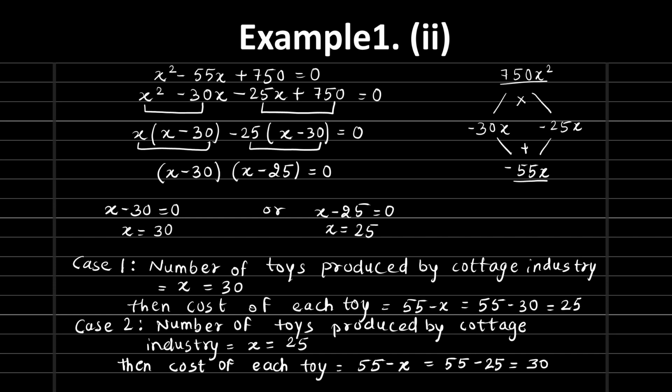30 rupees, right? So if the number of toys produced by the cottage industry is 30, in that case the cost of each toy would be 25 rupees. And if the number of toys produced by the cottage industry, according to case 2, is 25, then the cost of each toy would be equal to 30 rupees. And in both the cases, if you take the multiplication, you are going to get 750. 30 into 25 is 750 and 25 into 30, the total cost of production would be 750. So these were the solutions.